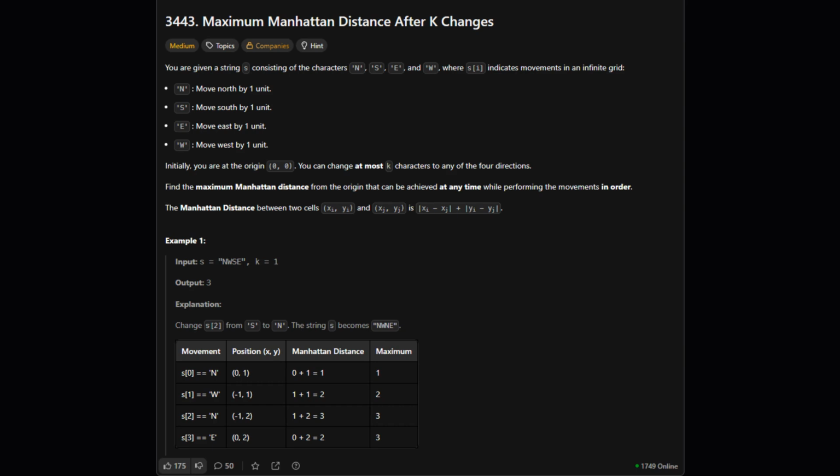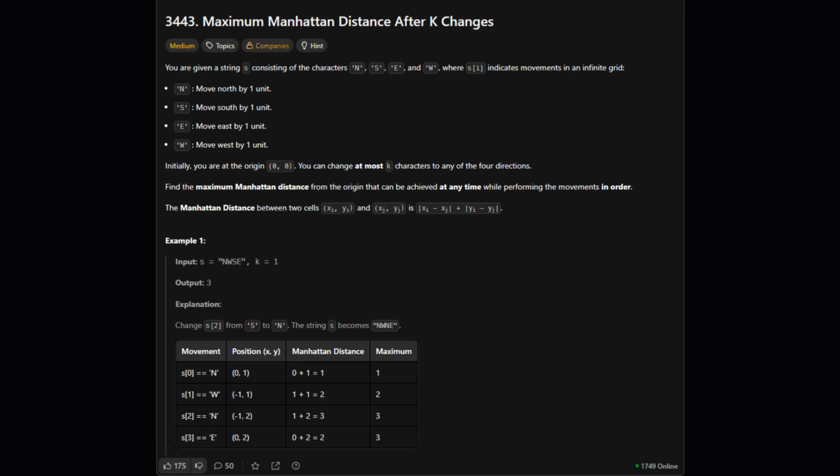Alright, so here's the deal. We're given a string of moves, like north, south, east and west. We start at the center of a grid, at position 0, 0, and follow these instructions one by one. Now here's the twist. We're also given a number, k, which is the number of cheats or changes we're allowed to make. We can change any move in the string to any other move, up to k times.